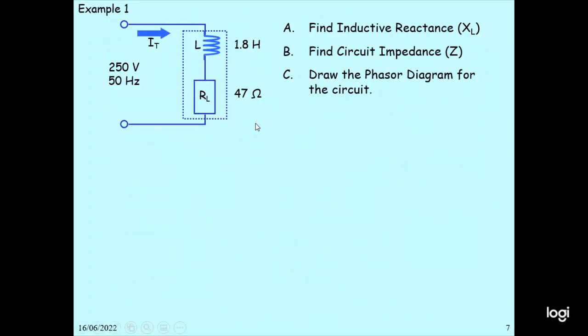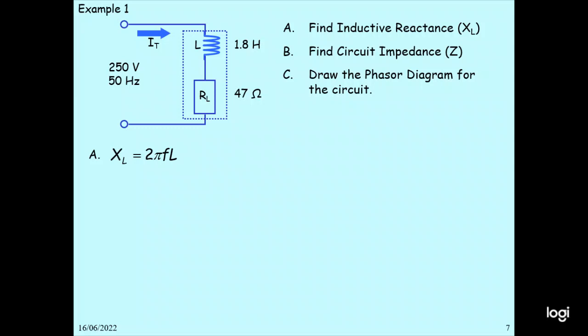We have to calculate example 1. Supply voltage 250 volt. A 47 ohm resistor and a 1 Henry inductor are connected in series. Find the inductive reactance XL, find the circuit impedance Z, draw the phasor diagram for the circuit. So for XL, it is 2 pi f L, we calculate that.